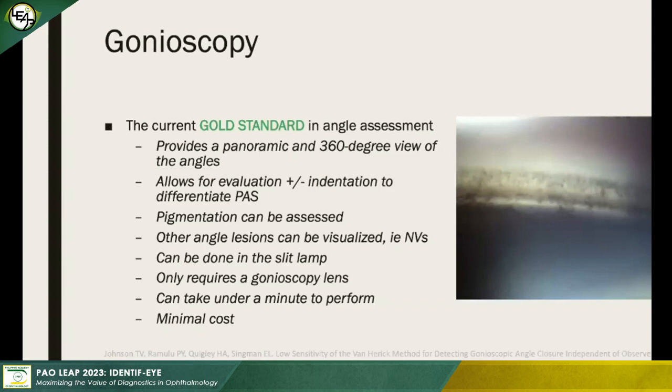Also very important is that it's very convenient. You can do it under a slit lamp microscope. You only require a gonioscopic lens. You don't even need an operating microscope. You don't need a huge OR setup for this. And if you are very well trained or you've practiced enough, it can be very quick. It can take under a minute to perform, and there's minimal cost. You only really need your gonioscopic lens. That's your only investment.